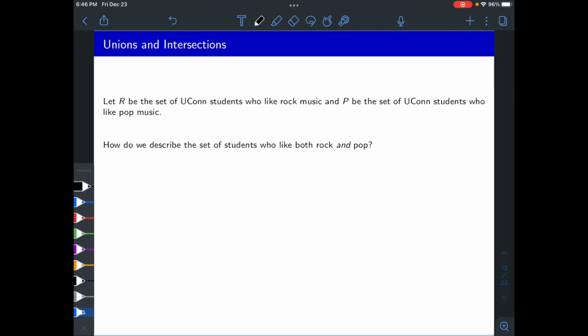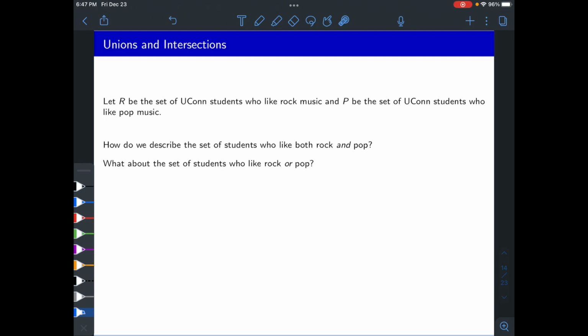We describe this in words as the intersection. The two sets are intersecting. So we would say the intersection of R and P is R, and then we'll write it like this, P. I'll literally read this as R intersect P. This symbol right here is just the intersection symbol, so I just read it as R intersect P.